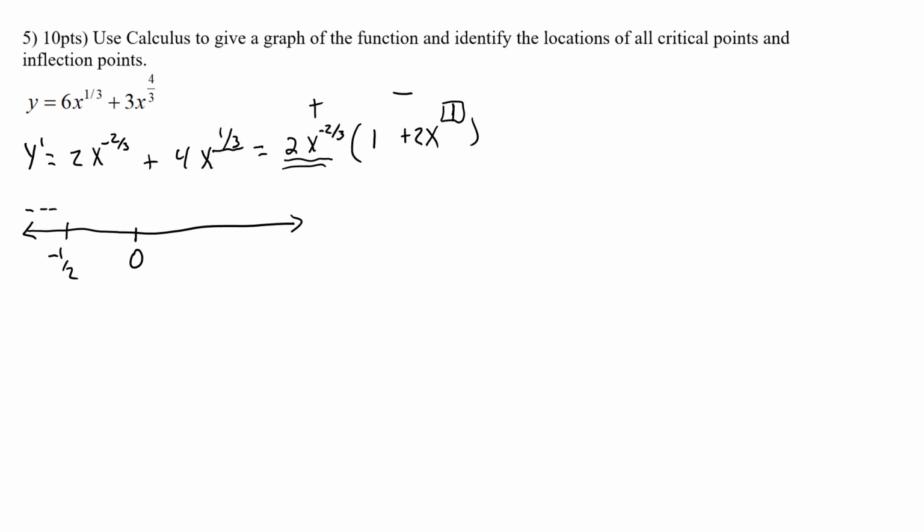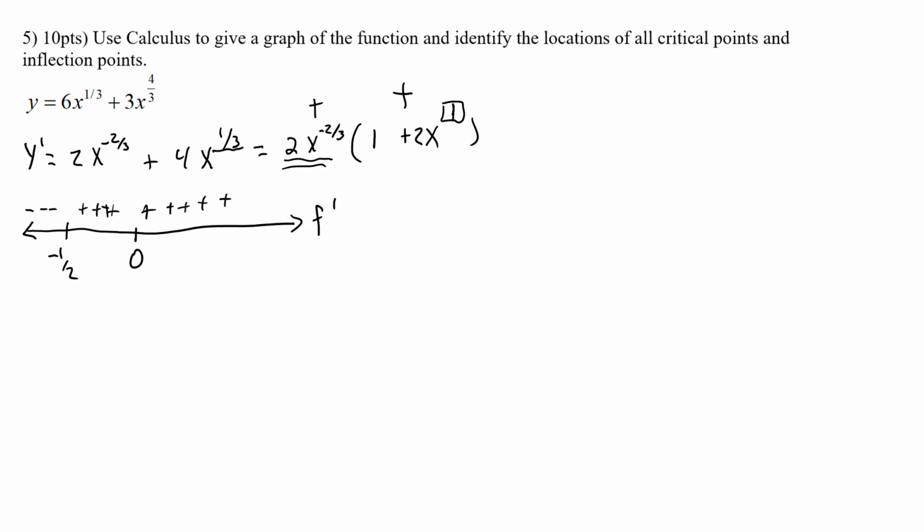Once you get past negative 1/2, this one will change signs, and you get a positive times a positive. So you get a positive. And then once you get past 0, this one stays positive. This one's already switched. This one is always going to be positive, so it will be positive. So when you make your sign chart, it doesn't always alternate, right? You need to be careful with that. Just because you have two critical numbers doesn't mean it's going to be negative positive, right?